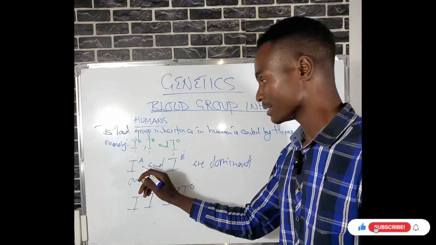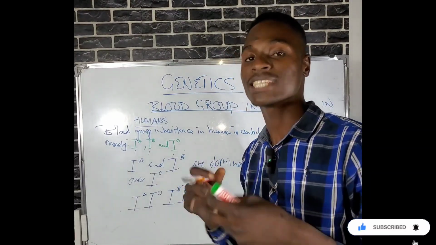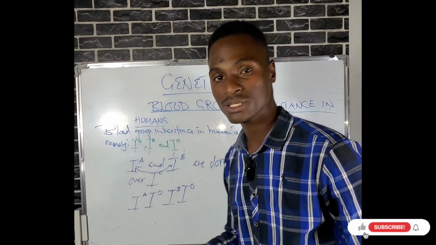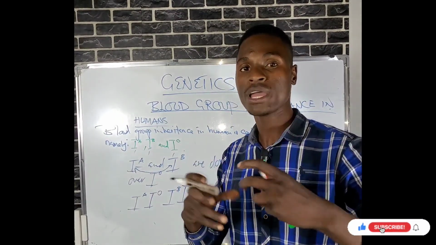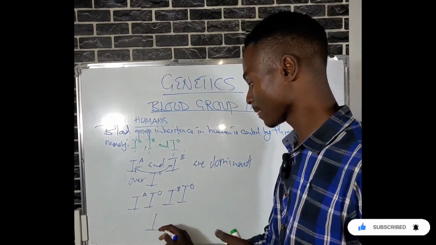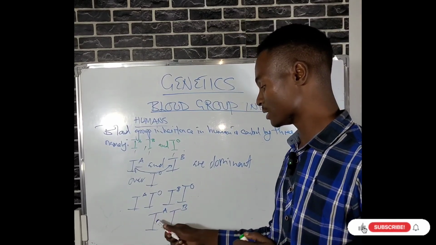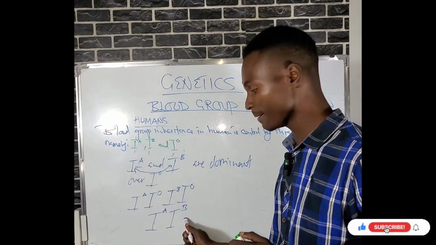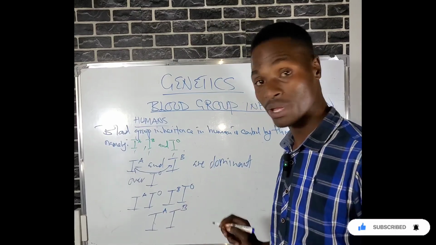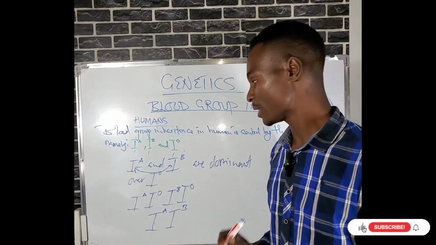Now, in as much as they are dominant over O, they are codominant over each other. Codominance means to coexist. They exist at the same time, meaning where there is A and B, no allele is dominant over the other. They are both dominant, so they are codominant. So a person will not be said to be blood group A or blood group B, but blood group AB.